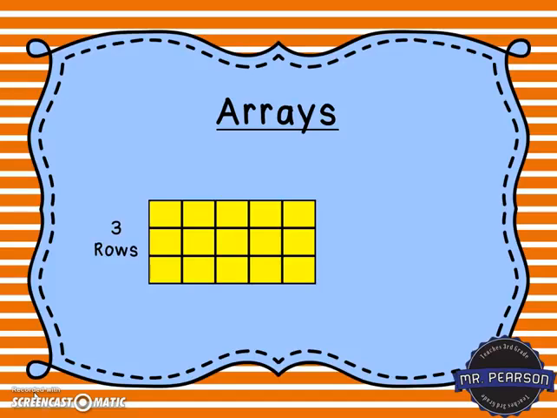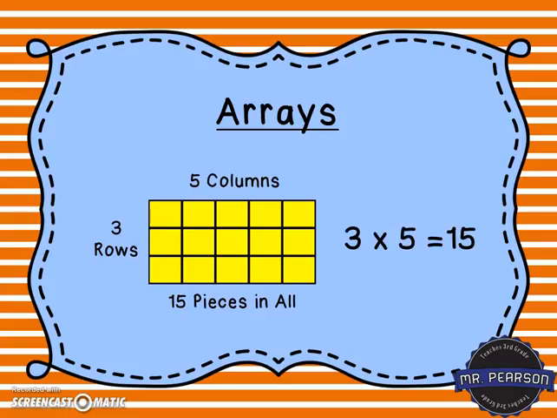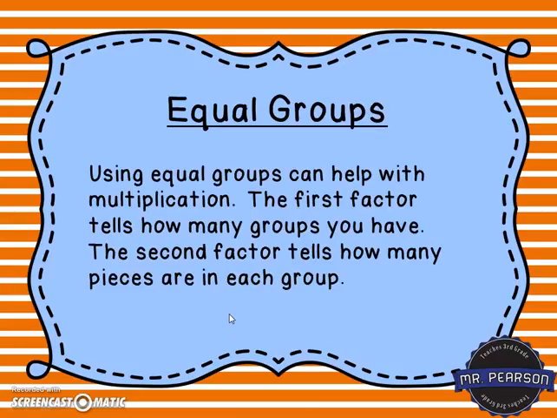And you can see that we have 1, 2, 3 rows. And then we have 5 columns. We have 1, 2, 3, 4, 5. For a total of 15 pieces in all. 5, 10, 15. So we write that as 3 times 5 equals 15. Or 3 rows with 5 pieces in it equals 15 pieces in all.